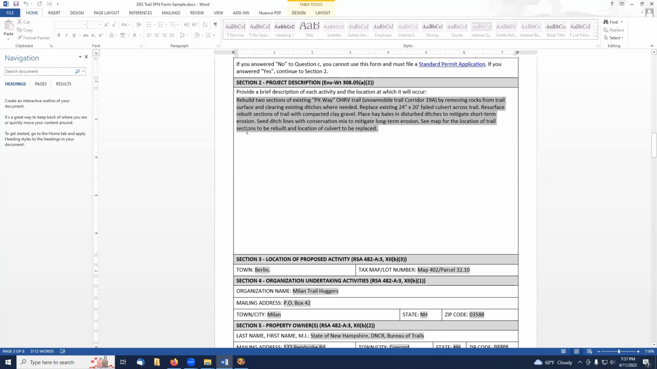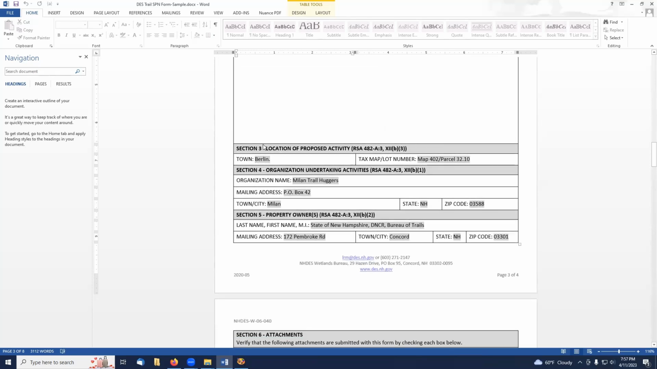Attach a map for the location of the trail sections to be rebuilt and the location of the culvert to be replaced. So that is a really complete description, and I guarantee you DES would give me an A if they were grading me on that. Most of the people who put descriptions in would stop after rebuild 2 sections of trail. But I've had my forms sent back to me asking for a more complete description, so I learned my lesson and I give them a very complete description now.